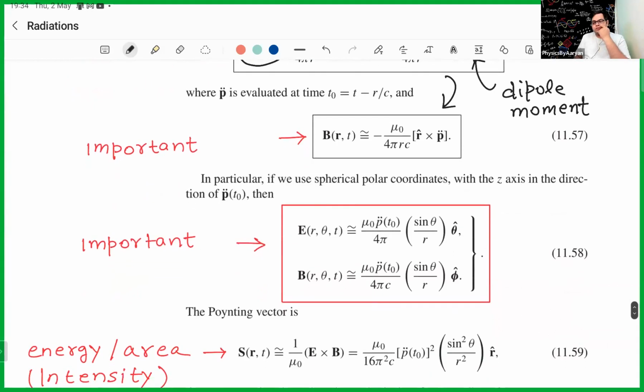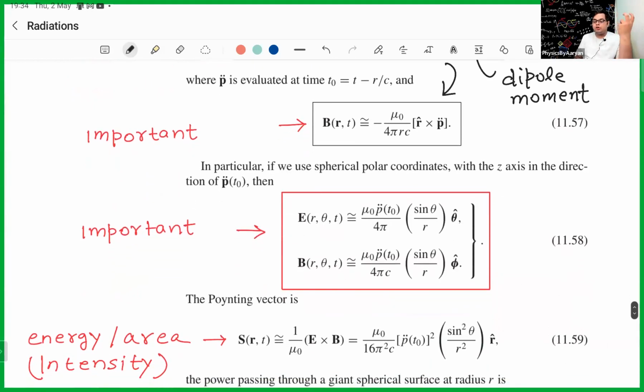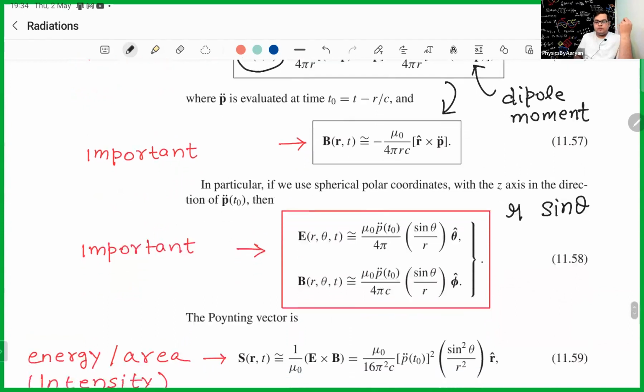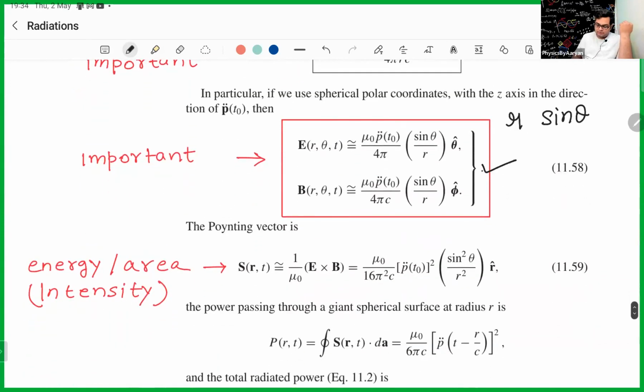Okay. Now this formula can be written in terms of the spherical polar coordinate system. It means you can remove these cross products and write your formula in terms of r and theta. If you do that, you get the electric field and magnetic field, something like this.